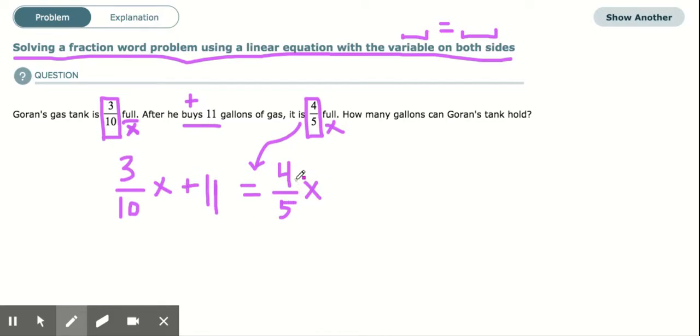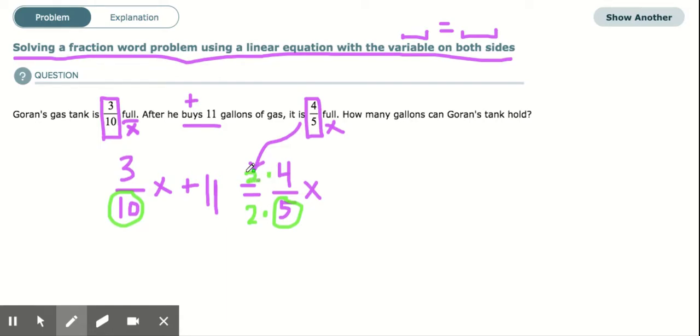So what we really need to do is get all the x's on one side. But the tricky thing is we can't subtract or add the x values until they have the same denominator. So you want to make the denominator the same, right? So 5 and 10, what do you multiply each of those by to make them the same? Well, you'd have to multiply this by 2. But whatever you do to the bottom of a fraction, you have to do to the top.